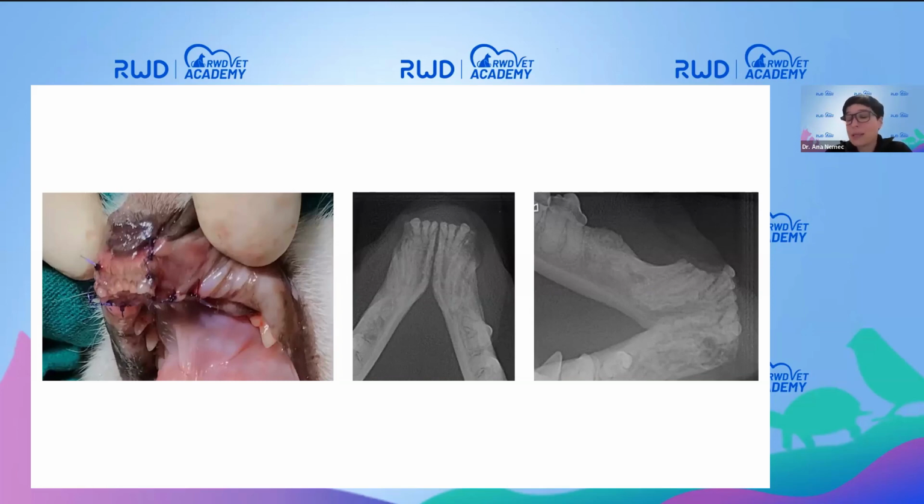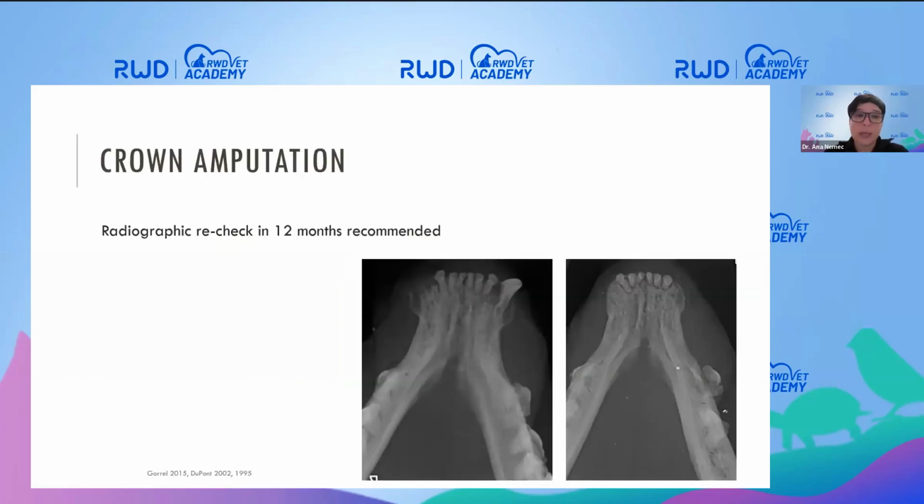It has been shown in studies that tooth resorption, crown amputation, if performed in correctly selected cases, will lead to continuous root resorption. So it is a less traumatic option, a faster procedure, which will result in a good outcome.